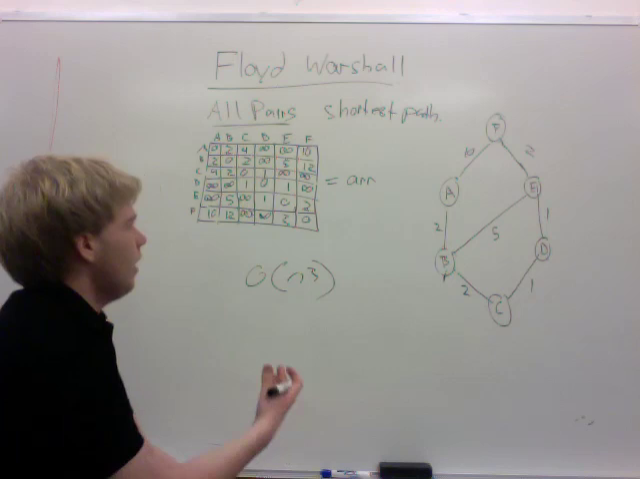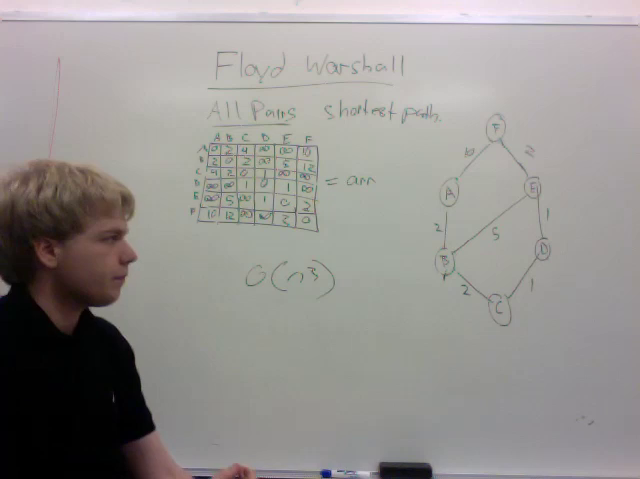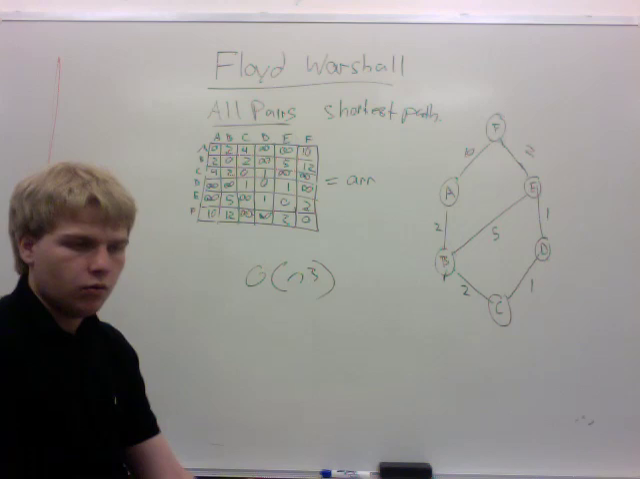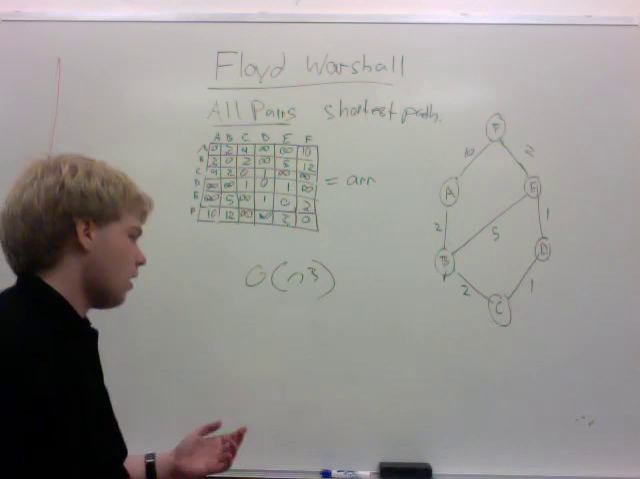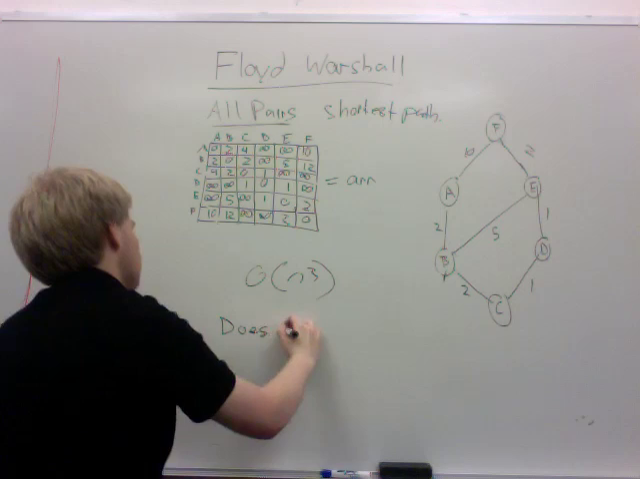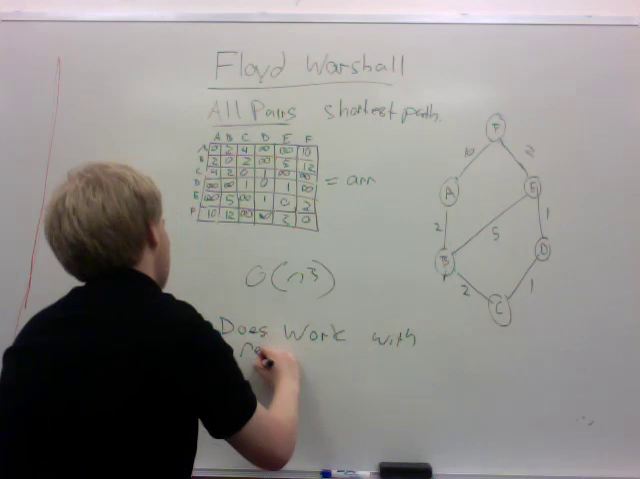And it gives you a lot of information about the graph. It gives you the shortest path between all pairs of points. So one neat trick you can do with Floyd-Warshall is that it does work with negative edge weights. So this, unlike Dijkstra, does work with negative edge weights.